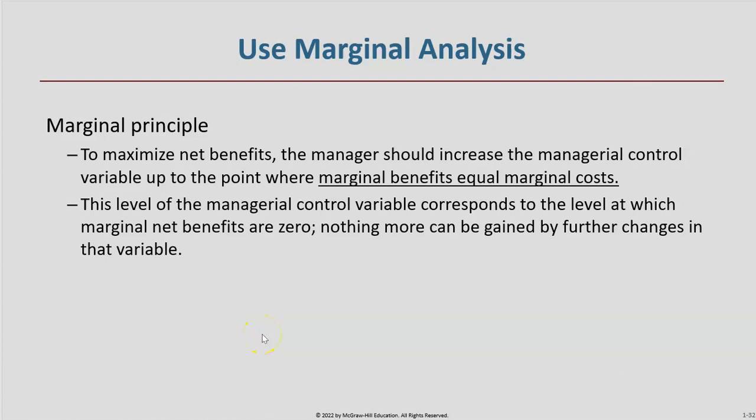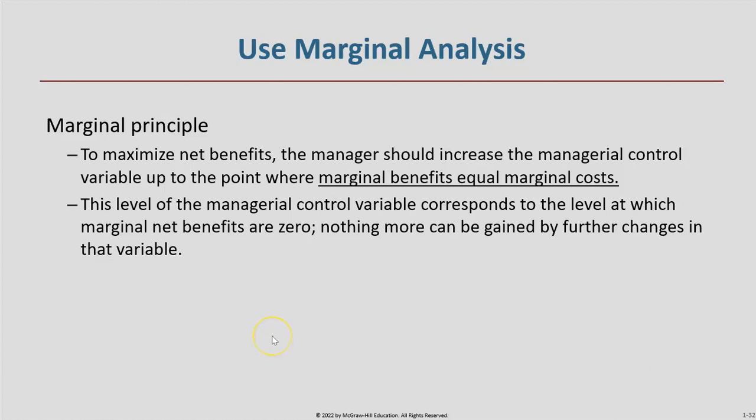So to restate the marginal principle, in order to maximize net benefits or profit, the manager should increase the managerial control variable. In the current case, we're thinking about the quantity of output, up to the point where marginal benefits equals marginal cost, or up to the point where marginal benefits is as close to marginal cost as possible. At this point, you can't gain any more profit by any other change in the managerial control variable, because the marginal net benefits are zero.